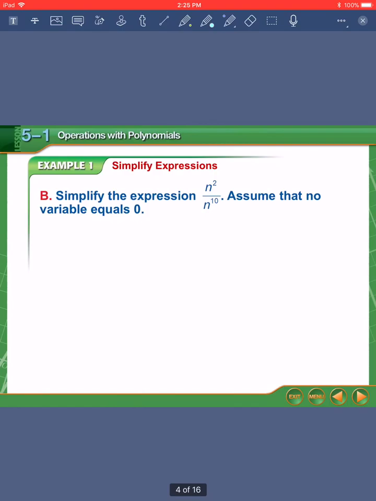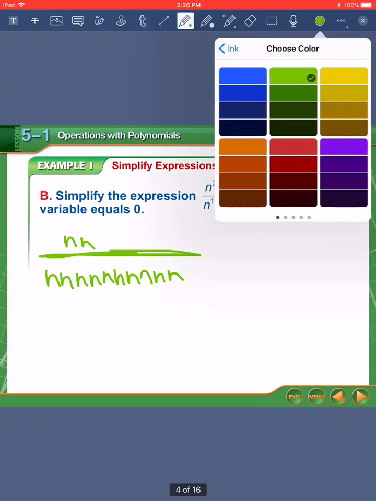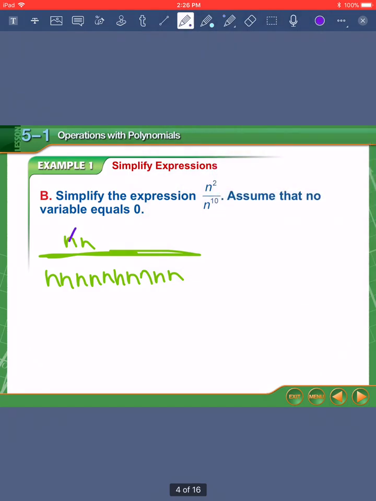Now I'm going to simplify the expression n to the second over n to the 10th. Now this is as if you have 2 n's on the top over 10 n's, 1, 2, 3, 4, 5, 6, 7, 8, 9, 10, 10 n's on the bottom. So when we're simplifying this, you can take off 2 n's from the top and 2 n's from the bottom, and we're left with 8 on the bottom. So that's how we get 1 over n to the 8th.